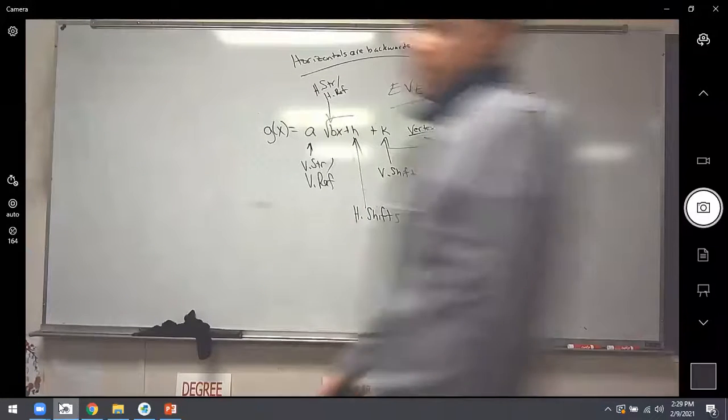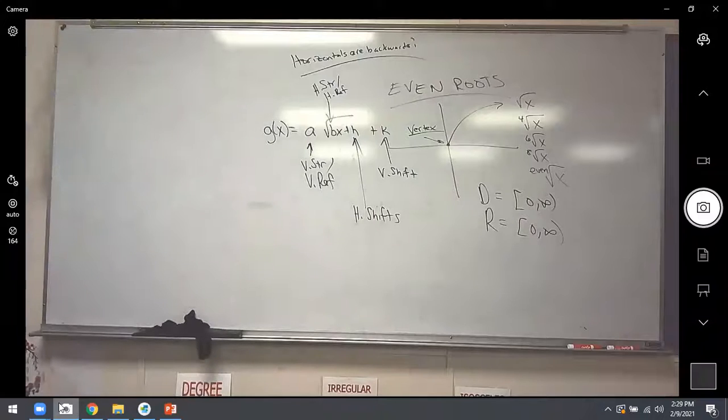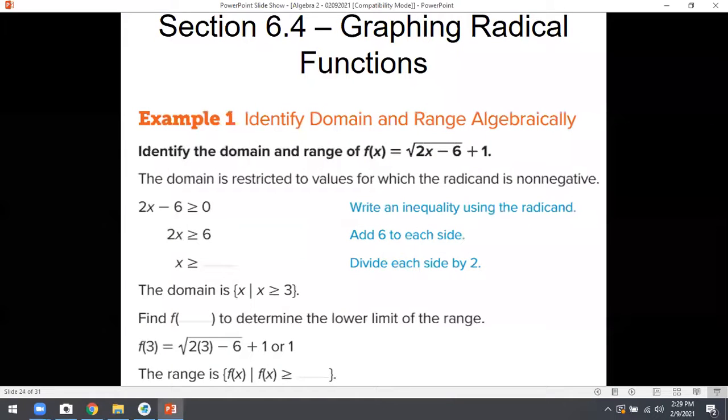Let's see an example of this now. We'll pretend the projector's on. Here would be your first example. F of x equals the square root of 2x minus 6 and then a plus 1 on the outside.